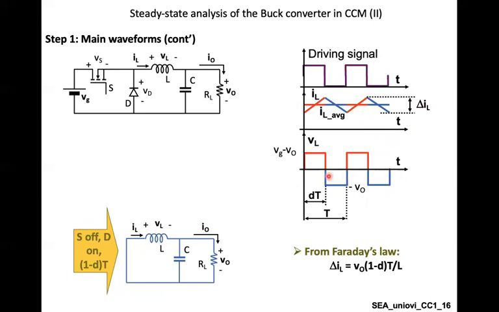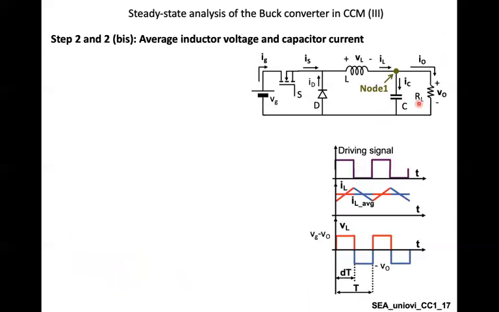This duration is (1 minus D) times T. So di equals the voltage, which is V output, times (1 minus D) times T, over L. So by this equation, using Faraday's law, you can calculate the ripples in the current flowing in the inductor. Okay, so back to this circuit.